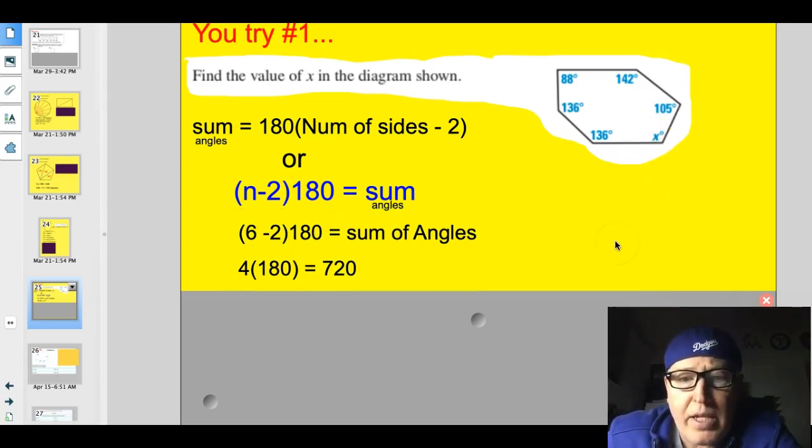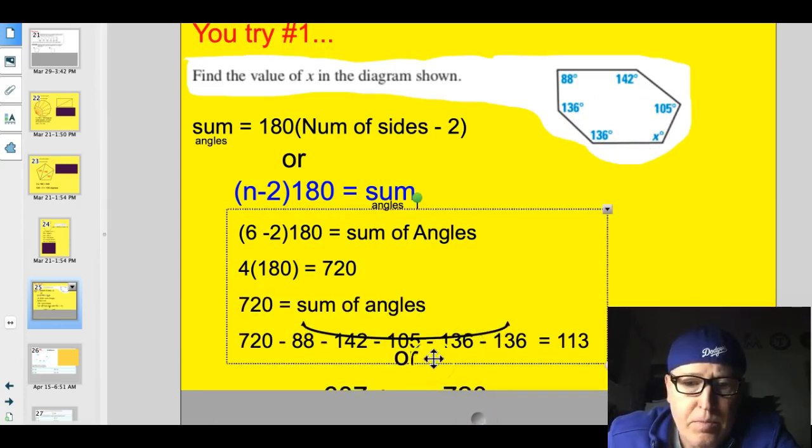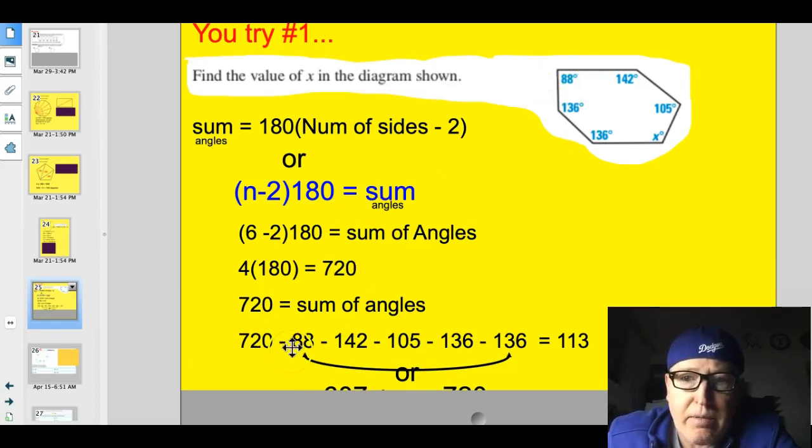Now, we still have to find what this guy is here. Well, if it's not a regular polygon, or a regular hexagon in this case, then we need to subtract out all the other angles to find out what the missing angle is. So, here's the way I've done that. Just move these guys down just a touch. The first thing I did was I knew that there were 720 degrees in the whole thing, because that's what I figured out. And then I just subtracted. Minus 88, minus 142, minus 105, minus 136, minus 136. And I got a total of 113 degrees. X is going to be 113 degrees.